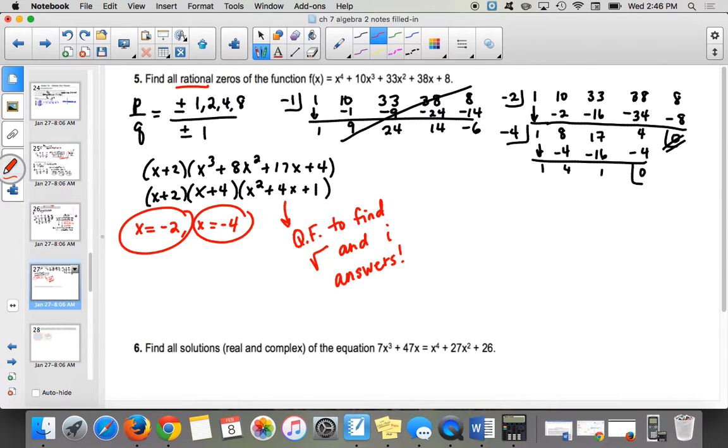So on the next one, though, it says find all solutions, real and complex. So every type of solution. So this one you probably will have to break up further. You guys getting some good practice in? You feeling good about this?